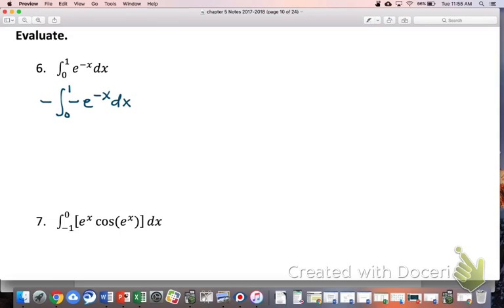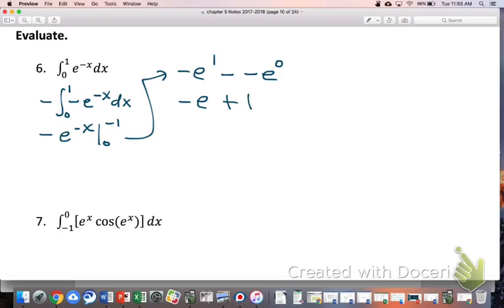So then this would end up being -e to the -x, evaluated from 0 to -1. FTC1, -e to the 1 minus -e to the 0. Ben, thank you. And so this just ends up being -e plus 1. That makes sense? So I think, Colin, on yours, you must have lost a negative because it's e to the -x. And so when you plug in a -1, it would be the opposite of -1, which would be 1.